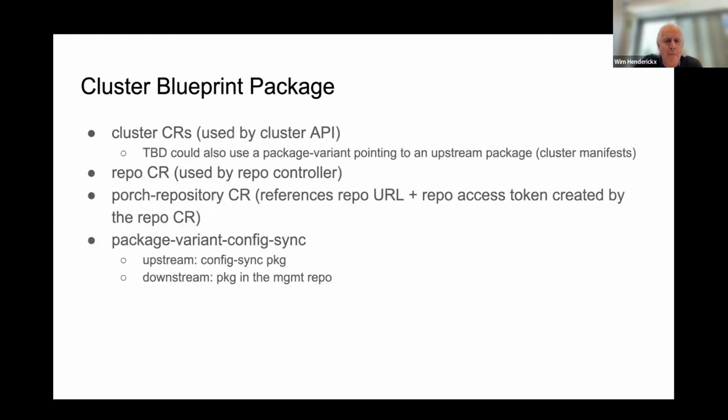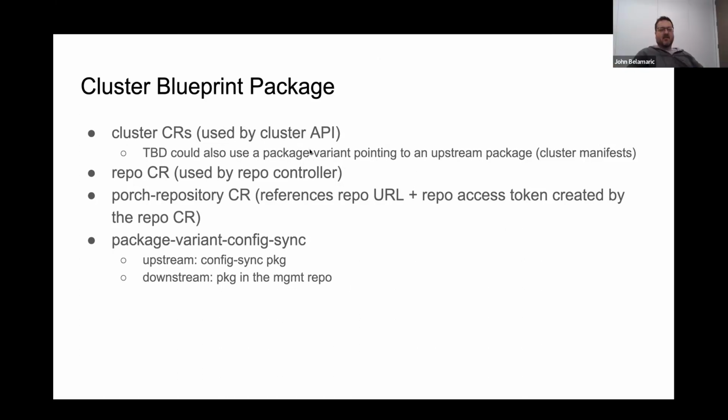Okay. Now, what will happen? So let's say we now create a new cluster. What we are suggesting here is we create a blueprint package. What does the blueprint package contain? It contains cluster CRs, which are basically the Cluster API ones. I built a package that does this already. And that's John. Maybe this could also be a package variant, which references that blueprint package upstream, and downstream will then be applied to that management cluster, if you will. So we can talk about that.